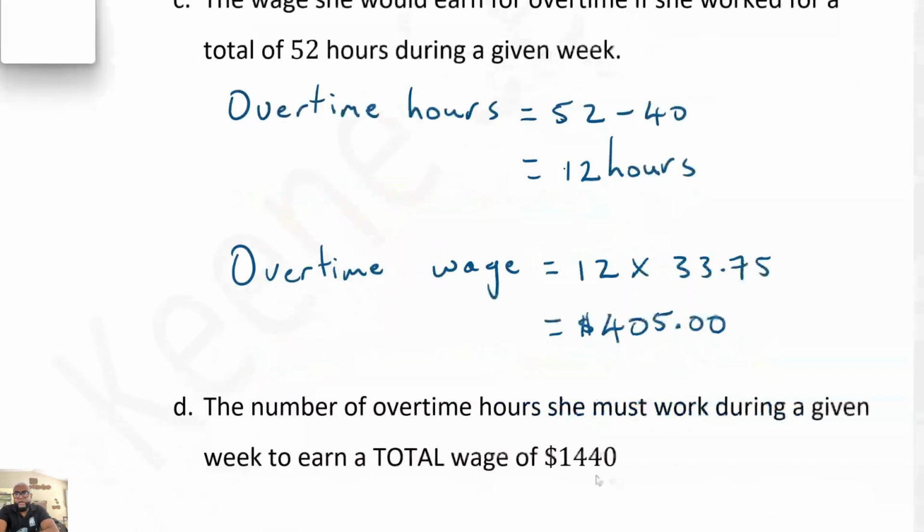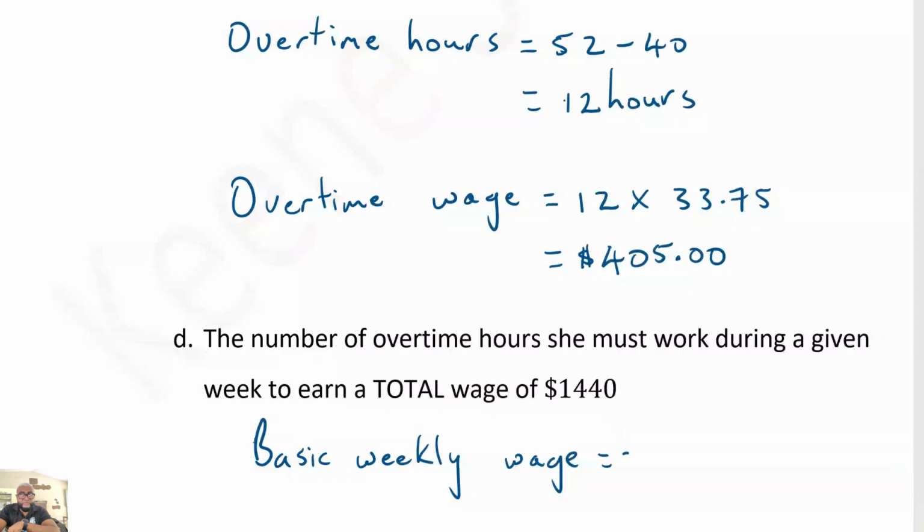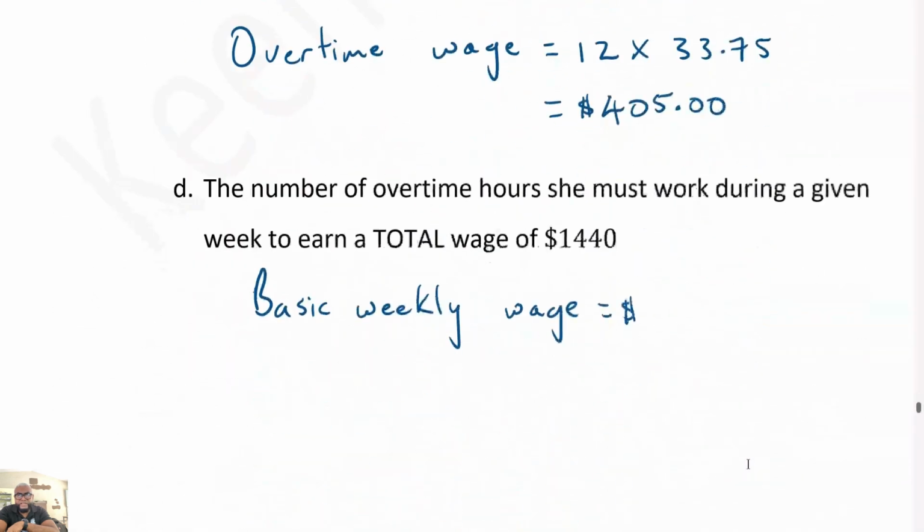Next thing. The number of hours she must work during a given week to earn a total wage of $1440, right? What was her basic weekly wage? The first thing we work out. What is her basic weekly wage? 900 flat, I think it was. Yeah, 900. So that 900 accounts for 40 hours, right?